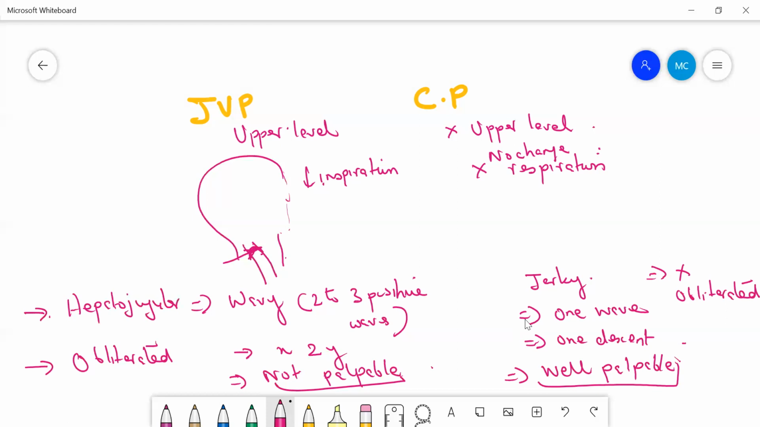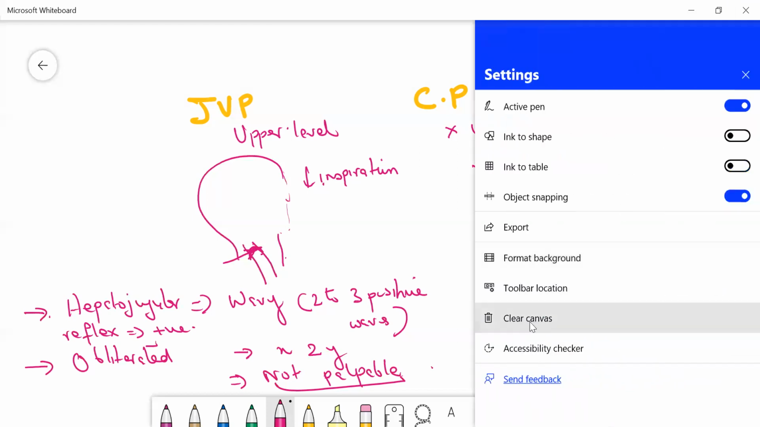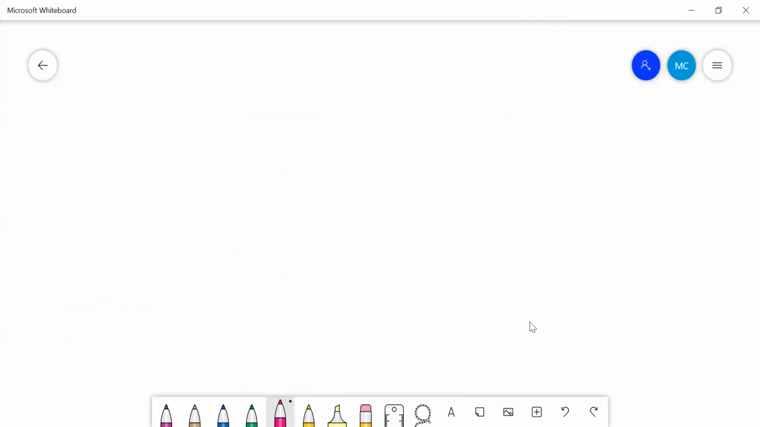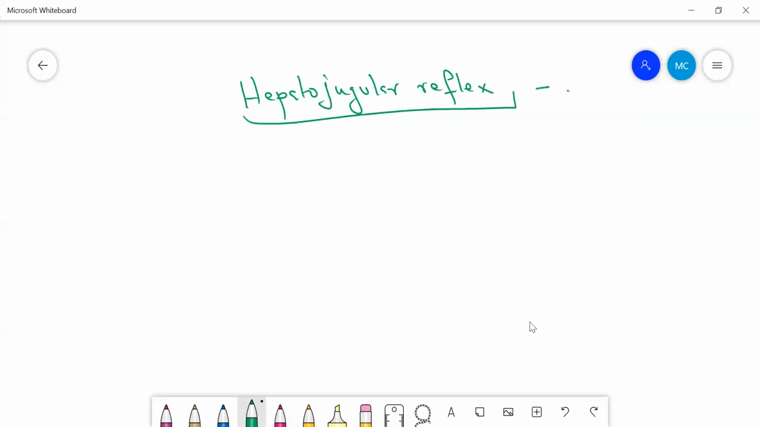Here the hepatojugular reflex is present, and here the hepatojugular reflex is absent. So let us see what this hepatojugular reflex is. Again, it is an important thing. The hepatojugular reflex is also called the abdominojugular reflex.